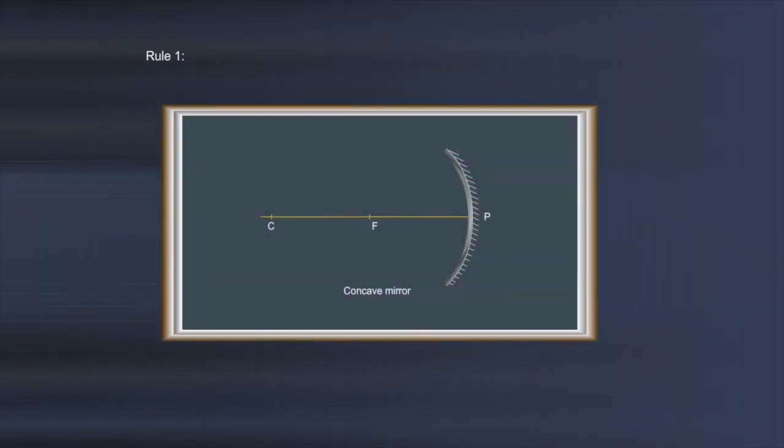Fine. The first rule says that any ray of light which is coming parallel to the principal axis, after striking the concave mirror, it will pass through the focus. So, this is the first rule, that any ray of light coming parallel to the principal axis, after reflection will pass through the focus, right.